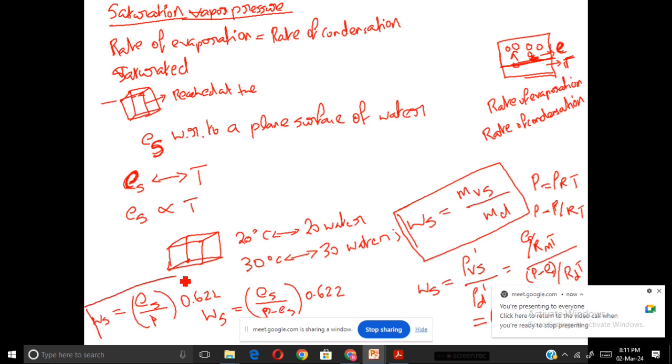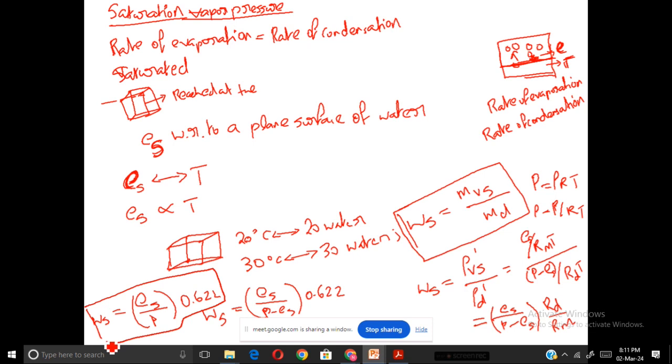This is the maximum ratio in terms of vapor pressure and the total pressure. Same thing can be written for unsaturated condition. So in that case, W will be E by P into 0.622. So maximum ratio in terms of vapor pressure. So I hope the concept of saturation is clear. So saturation vapor pressure is the vapor pressure that it exerts with respect to a plane surface of water when the parcel is saturated. So there are two ways to attain saturation.